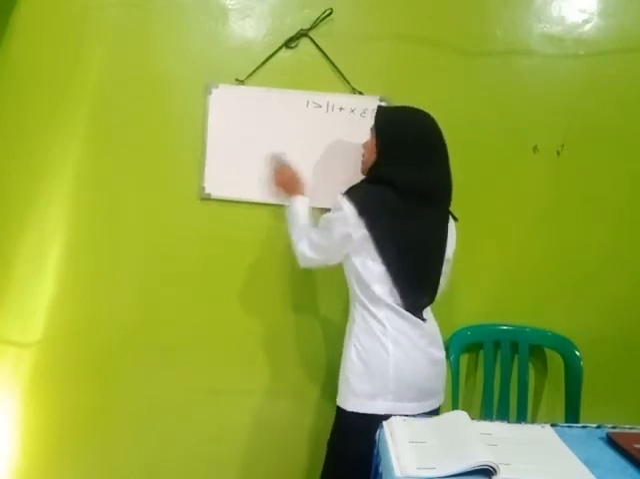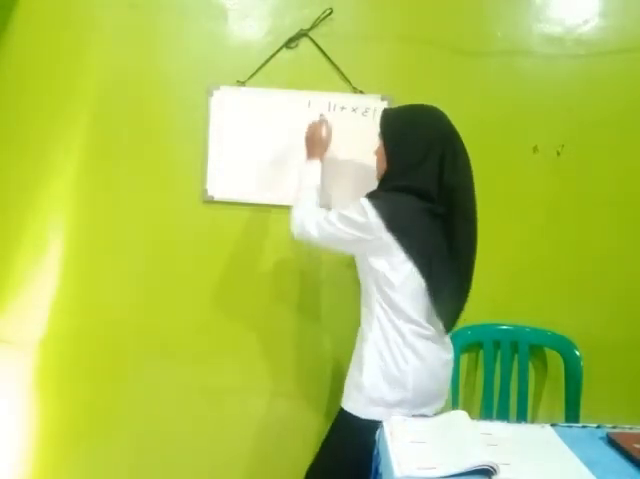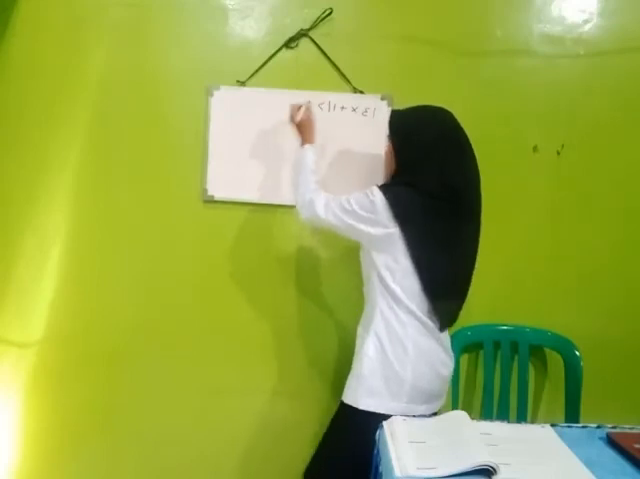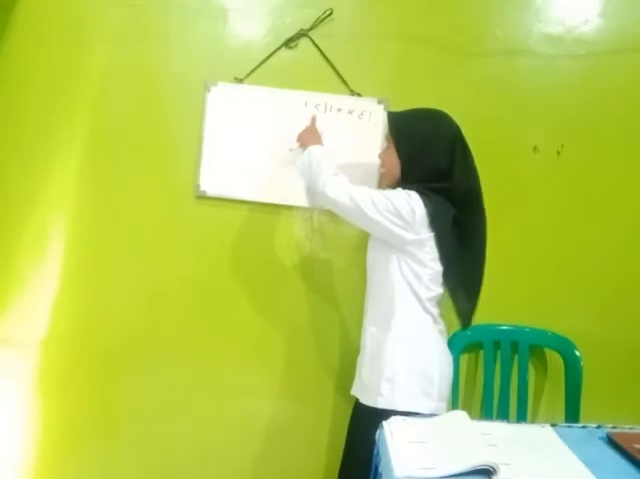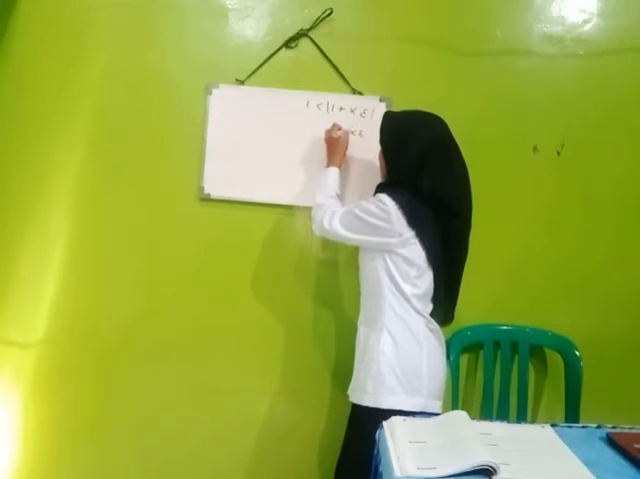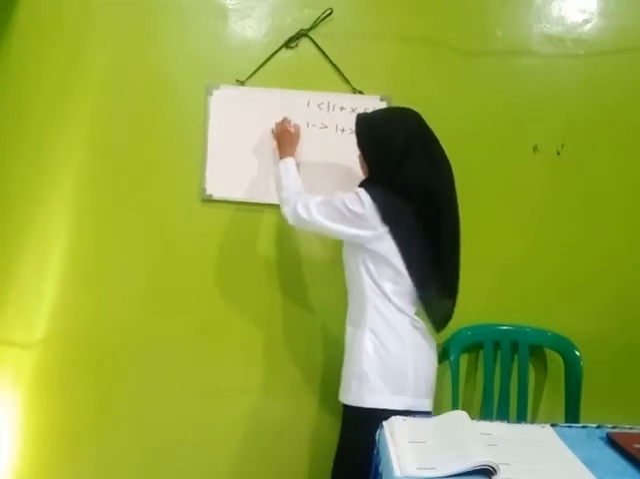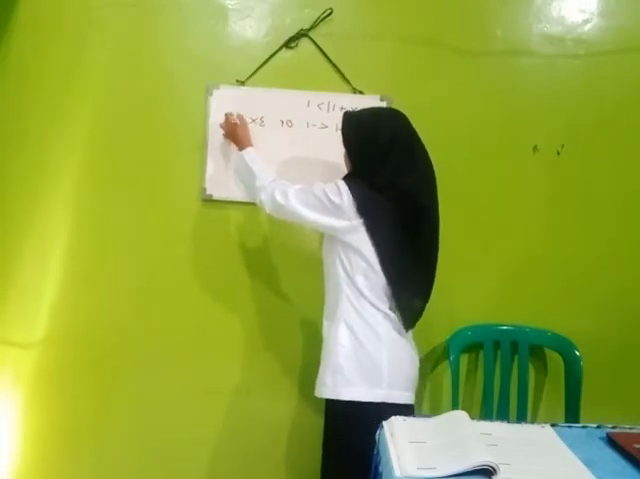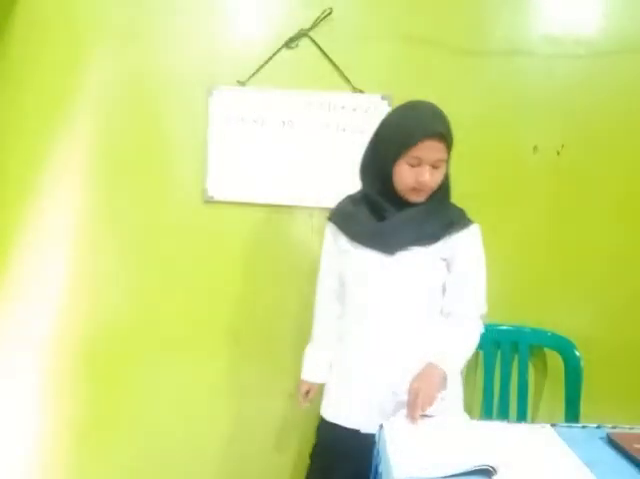For this problem, we will change this sign from less than to greater than. Take a note of the characteristic of absolute value. If the sign is more than or greater than, we have two possibilities: 3x plus 1 less than minus 1, or 3x plus 1 less than 1. That's right. Please take a look at your note about the characteristic.